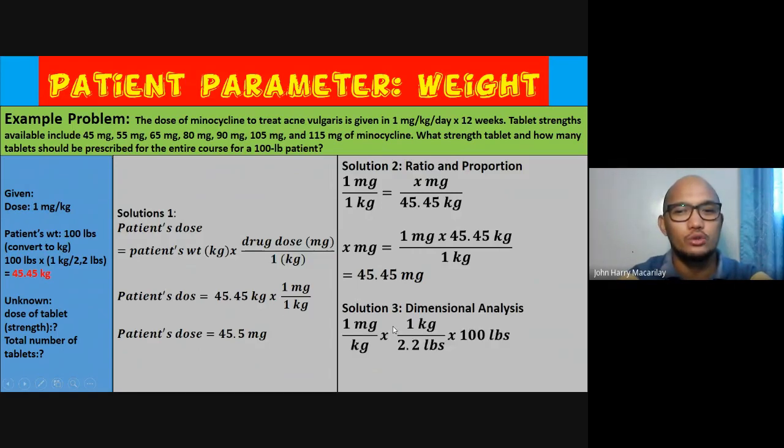So the same. You can also use the original weight of the patient, multiply it with a ratio that is equivalent to 1 kilogram per 2.2 pounds and multiply it now with the dose that is available, which is 1 milligram per kilogram. Cancel the units of pounds and kilograms. What's left? It's just a milligram. Answer is still 45 milligrams. So that is now for the calculation of doses based on age and weight.